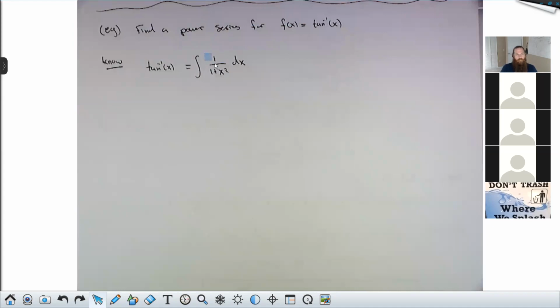The reason this is useful is because I also know how to find a series for this. I can find a series for 1 over 1 plus x squared using my geometric series trick. So that's the roadmap here. I know that arctan is the integral of 1 over 1 plus x squared. I know how to find a series for 1 over 1 plus x squared. So I'll find a series for this, and then I will integrate it. That will give me the series for arctan.